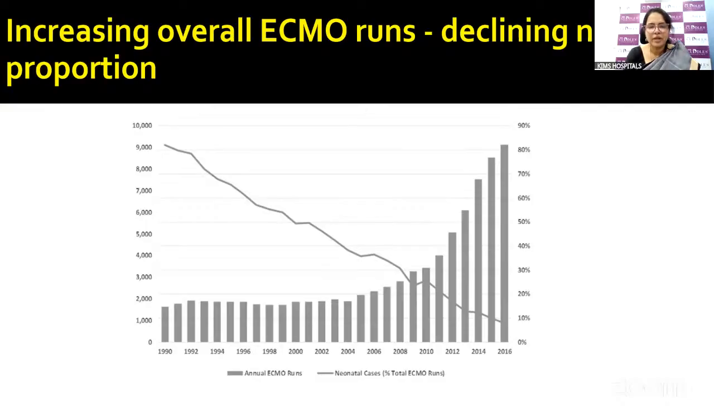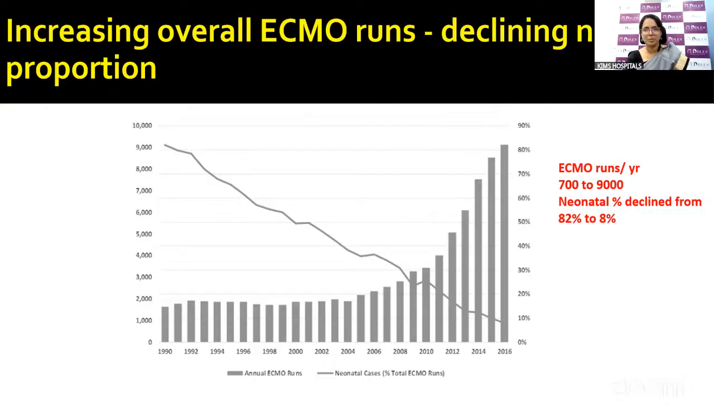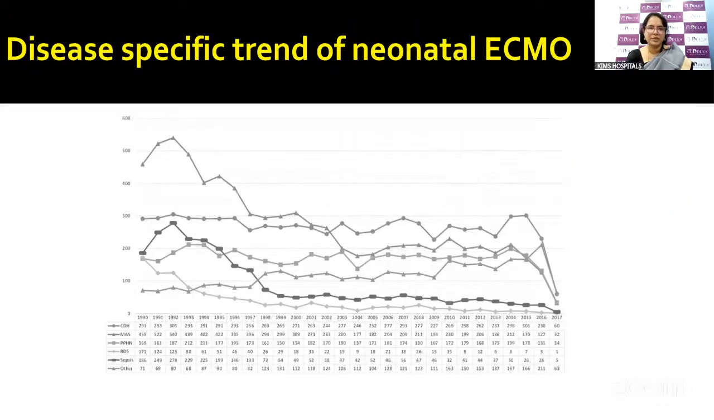So this is another figure wherein the bars from 1990 until 2016 show an increasing number of total ECMO runs. This is because of the wider availability of centers and the wider availability of expertise for performing ECMO across the world. And the line which is showing a declining trend is representing the total percentage of neonatal ECMO cases. So again, the same thing that we discussed, that although the total number of ECMO runs has increased from 700 to roughly around 9 to 10,000 per year, or perhaps more as we talk today, the proportion of neonatal ECMO has declined from 82 to 8%.